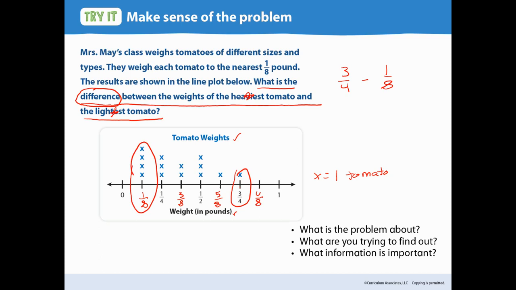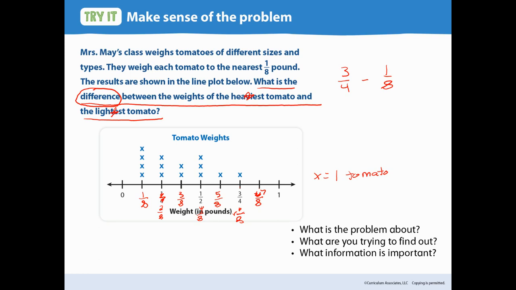Now, I could do some things to make this easier. Instead of having these fractions, I could make this 1/8. And now I have 2/8, 3/8, this would be 4/8, 5/8, this would be 6/8, and this would be, sorry about that, 7/8. All right, so again, I have 1/8, 2/8, 3/8, 4/8, 5/8, 6/8, 7/8.